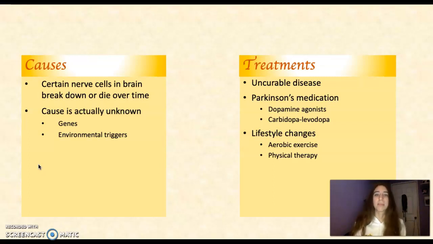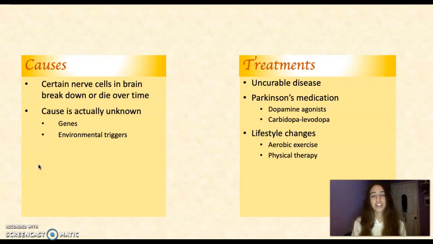And then there are environmental triggers, like breathing in toxins, which can actually heighten the symptoms of Parkinson's disease, but still is relatively small because there is no known cause. And then we'll talk about treatments.